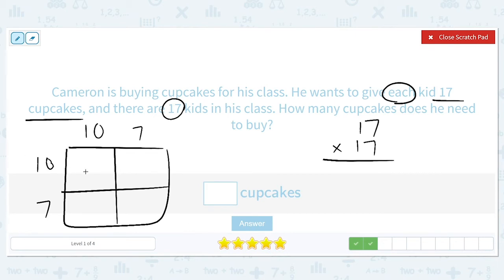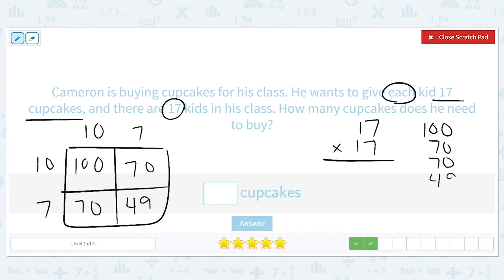The first box is 10 times 10, which is 100. The right box is 10 times 7, which is 70. We have another 10 times 7, which is 70. And 7 times 7 is 49. So we're going to add all those four numbers together: 100 plus 70 plus 70 plus 49.